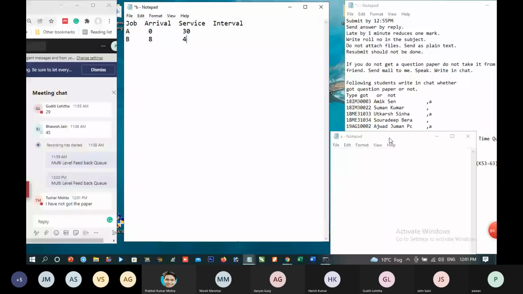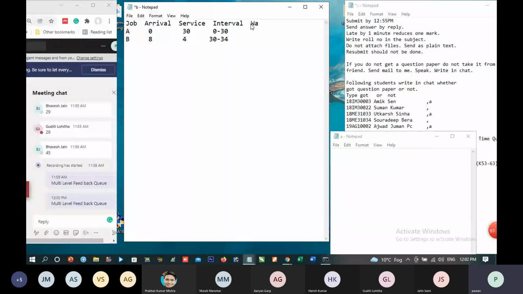So you see how to serve it. We can serve it from 0 to 30, and then we can serve the other from 30 to 34. Now, the problem with this is the waiting involved. Job B was having no waiting, but it has to wait from time t equal to 8 to 30, and it has waited for 30 units of time.